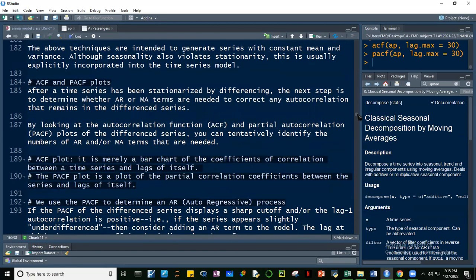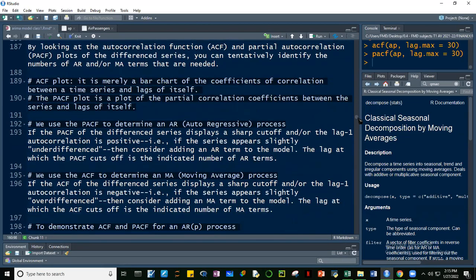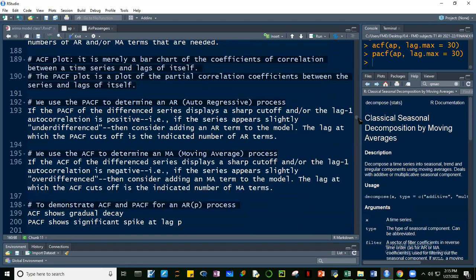Okay. So some notes about the ACF and the PACF. Okay, so I leave you guys to read on this, no?